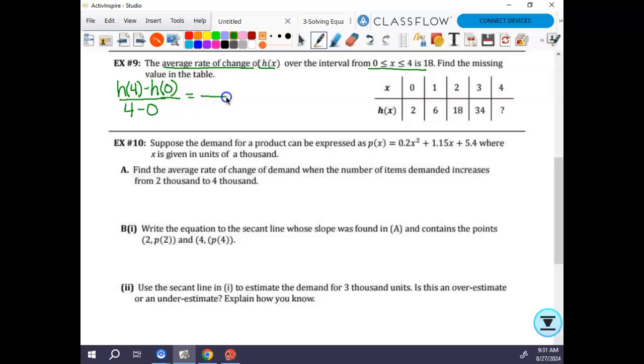I don't know h of 4. That's actually what I'm trying to figure out. Minus, what is h of 0? 2. And then 4 minus 0 is 4. Now, what can I set that fraction equal to? What is it equal to? Reread the question. 18. The average rate of change is 18. Is means equals. This equals 18. Now solve for h of 4.